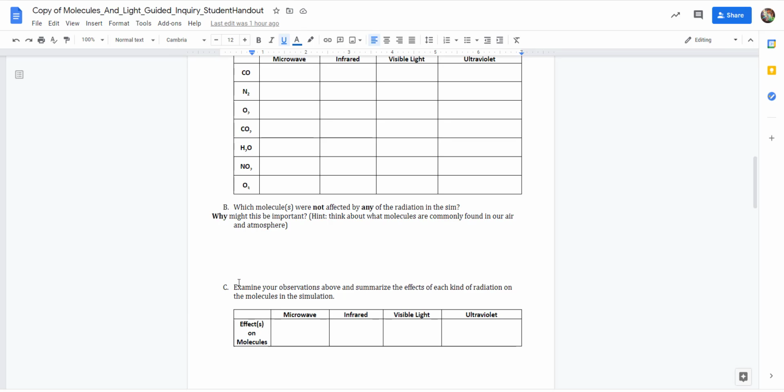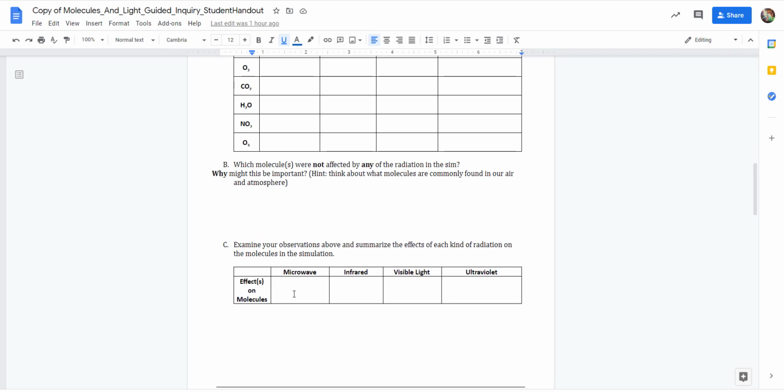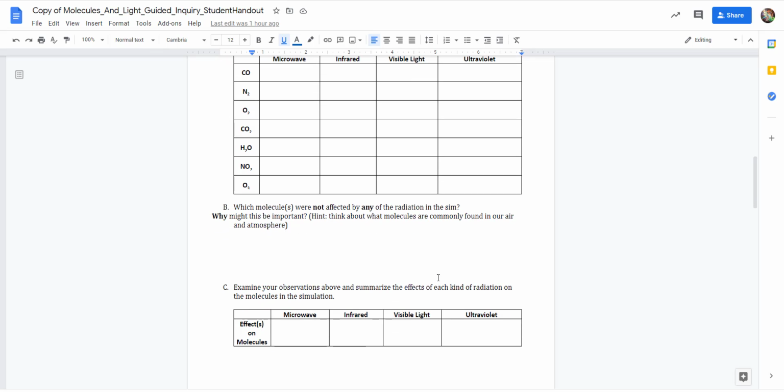And then the next question here is going back and looking at the table and making a summary. When it does have an effect, what is the effect? So what did you write down for microwaves for the molecules that it did affect? Did it do the same thing for all of the ones it affected? So make a note of that here. Likewise with infrared, what was the effect of the infrared light on those molecules that had an interaction? They didn't all have it. The same with visible light, and the same with ultraviolet. What was the common reaction for those molecules that did have a reaction to the different types? So fill that in. You can pause the video to write that down.